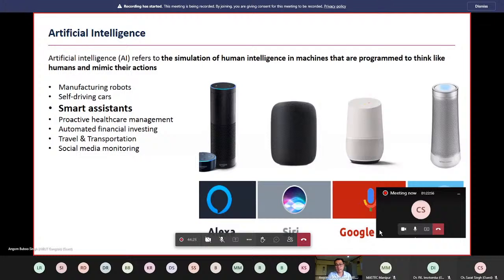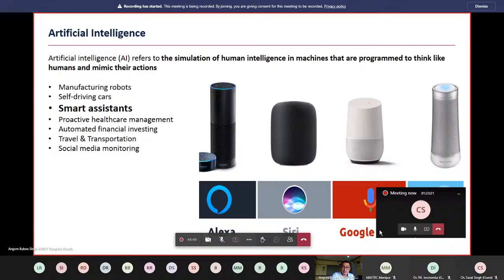Smart assistants like Alexa, Siri, Google, all these things are connected to the internet, and they make decisions based on our requirement. We ask some question, they answer, they become our smart assistant. You can ask any question, and if the answer is available somewhere on the internet, they find it and give us a solution, even the forecast of weather and all.